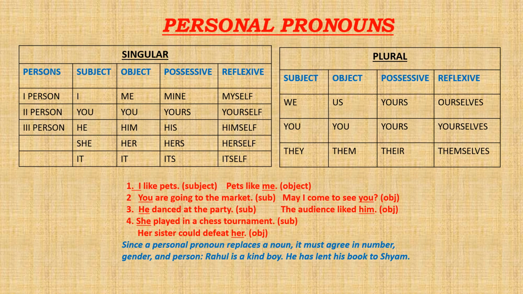Examples: I like pets. So I is a personal pronoun of the first person. It's a subject here. But when we say pets like me, so me becomes the object. You are going to the market, here you is the subject. May I come to see you, here you is the object. Similarly, there are other examples. You can study yourself. Since a personal pronoun replaces a noun, it must agree in number, gender, and person. Rahul is a kind boy. He has lent his book to Shyam.